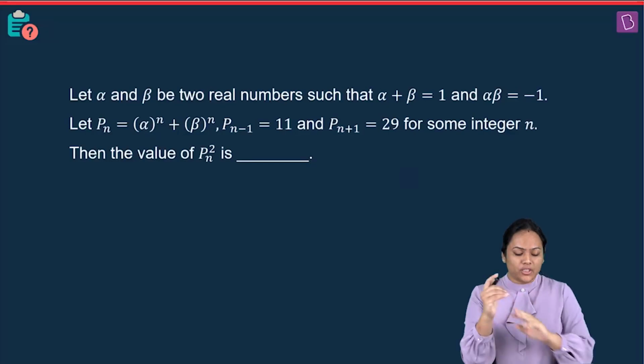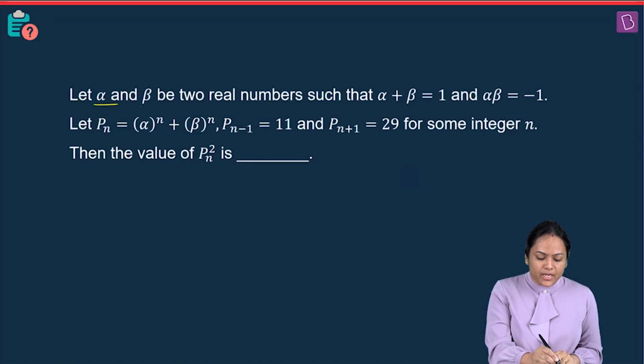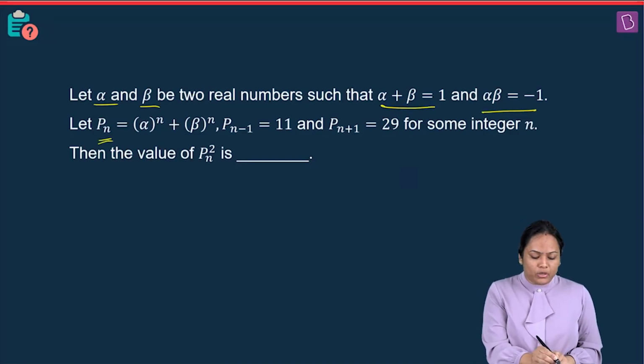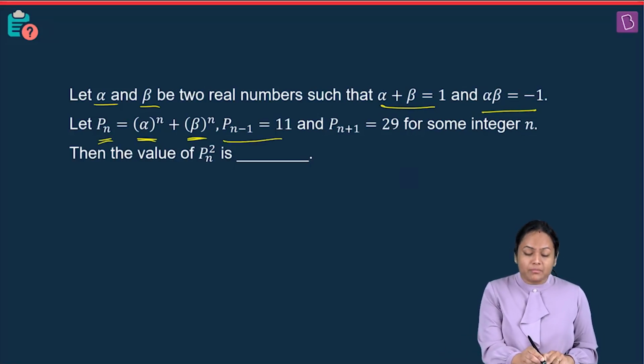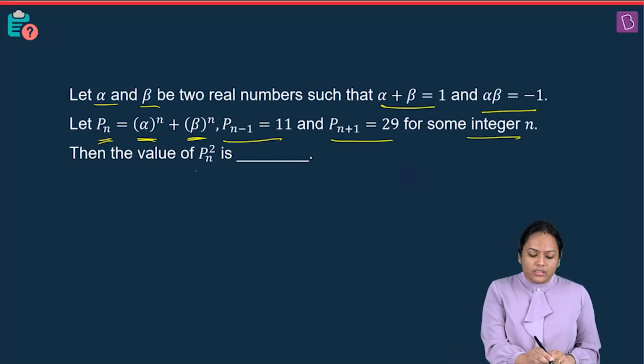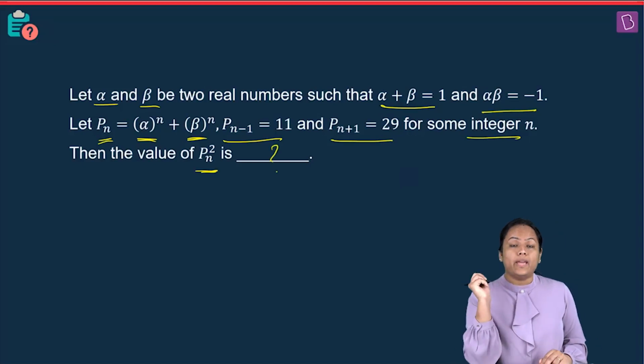Well, this question is saying that if alpha and beta are two real numbers such that their sum is 1 and product is -1, they have defined a sequence P of n is equal to alpha raised to n plus beta raised to n, where P of n minus 1 is 11, P of n plus 1 is 29 for some integer n. What is the value of Pn square?